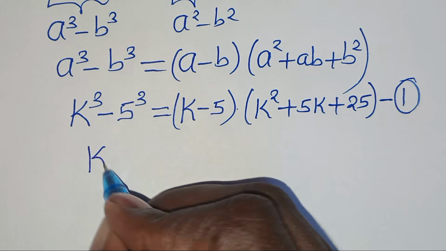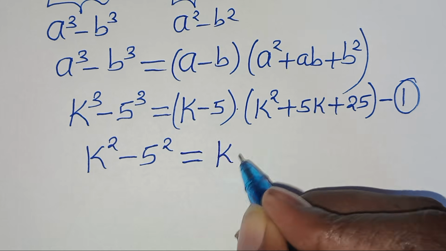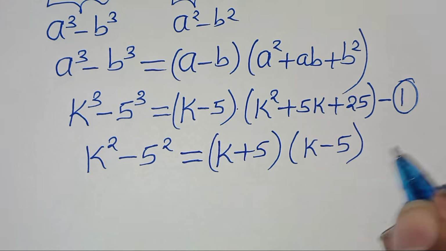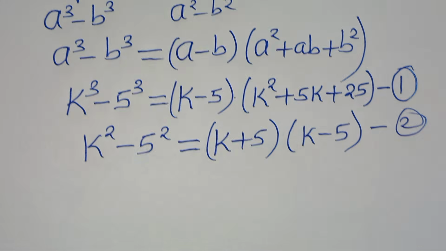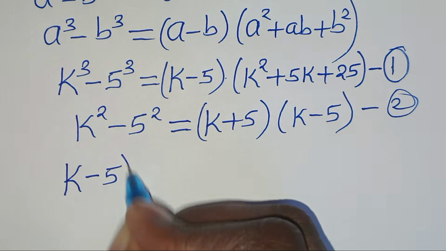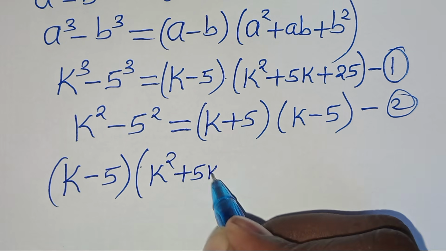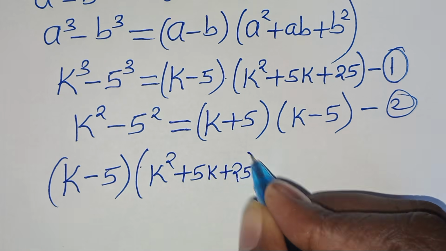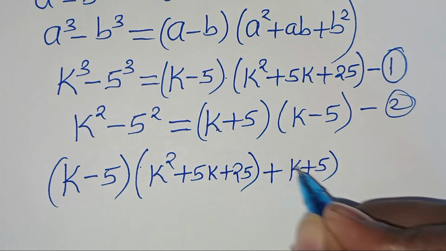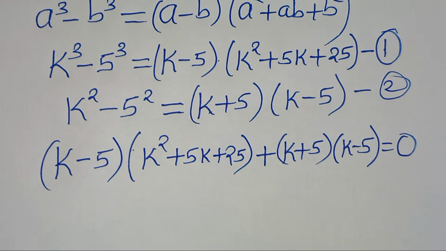We have k squared minus 5 squared. This is actually expressed as k plus 5 multiplied by k subtract 5. This is the second part. So let's combine the first part and the second part. We have k minus 5 multiplied by k squared plus 5k plus 25, plus k plus 5 multiplied by k subtract 5. This is equal to 0.